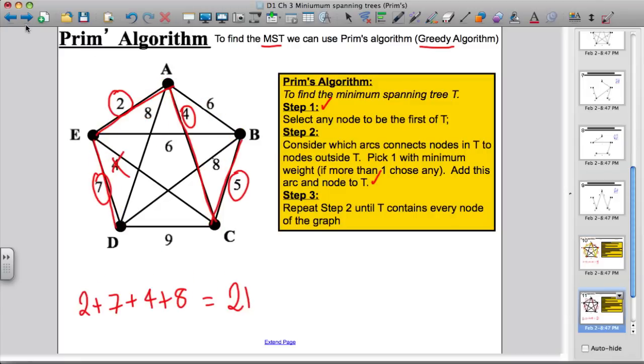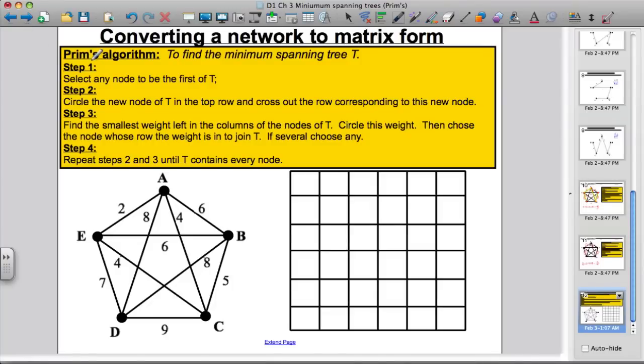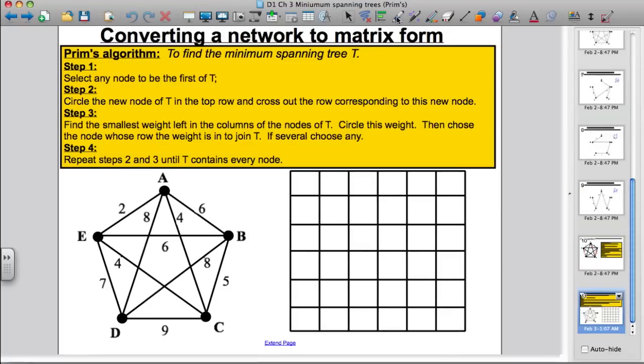Okay, just finally wanted to show you how to work out Prim's algorithm in matrix form. Sometimes when the number of nodes is quite big, this is an easier way to do it. First thing we do is we convert our network into a matrix format.